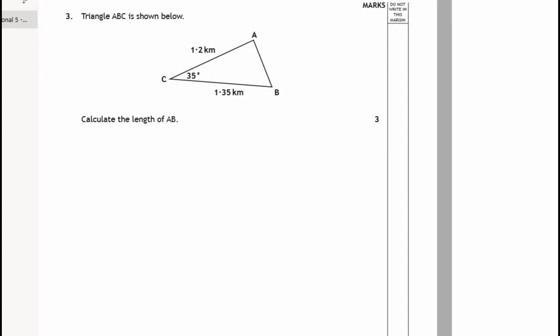Okay, question 3. Triangle ABC is shown below. Calculate the length of AB.